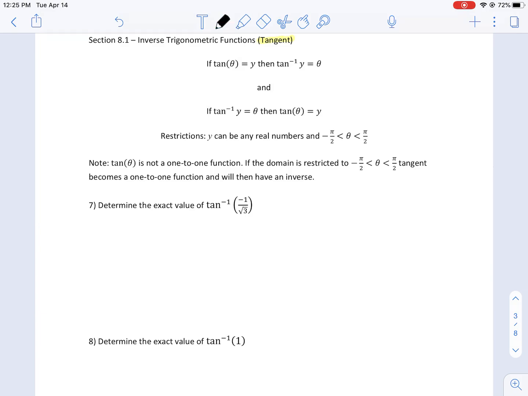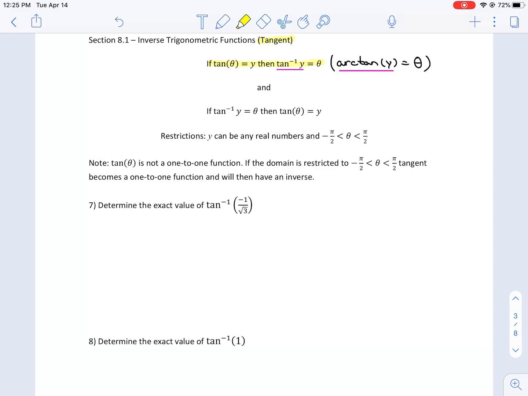The first statement reads, if tangent theta is equal to y, then the inverse tangent of y is equal to theta. And there is another way you can write inverse tangent of y. You can write it as arc tan of y is equal to theta. So if you see arctan y or inverse tangent of y, they mean exactly the same thing.